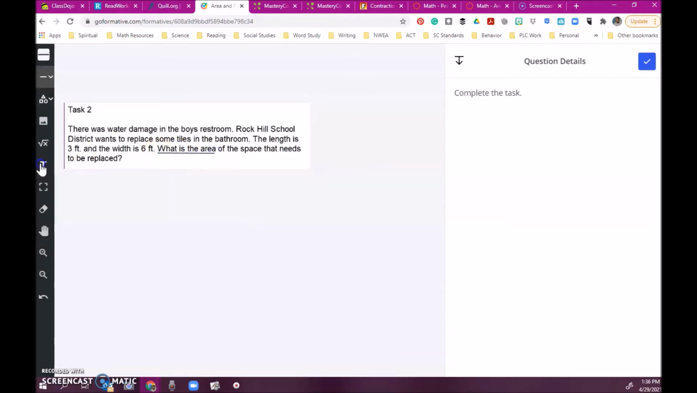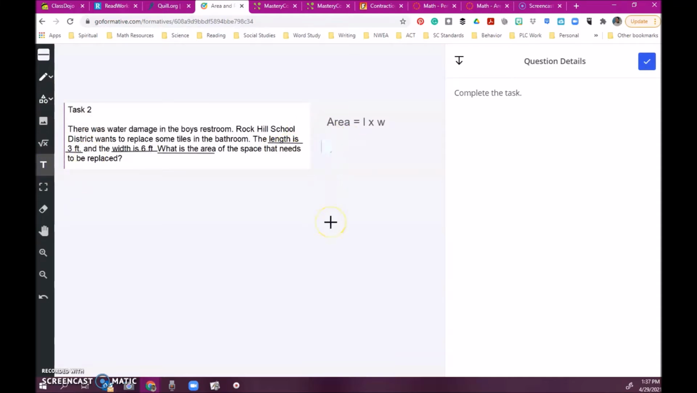Again, I know that area equals length times width. So if I go back in the task, I can see that they told us that the length is 3 feet. And I can see that they told us the width is 6 feet. So I can draw it out if I need to, but really I have all the information I need to plug into this formula that we've learned.